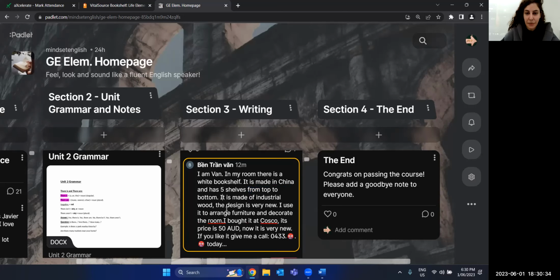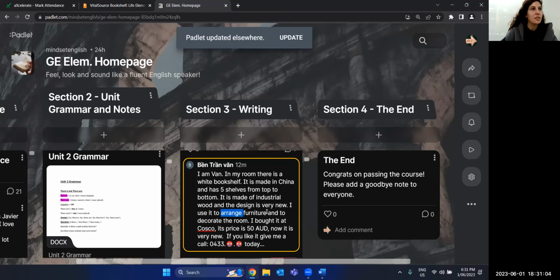It is made of industrial wood and the design is very new. I use it to arrange furniture. It's a shelf. You don't arrange furniture with it. What do you do exactly? And to decorate the room. To arrange furniture. What exactly do you use it for? To? What do you?